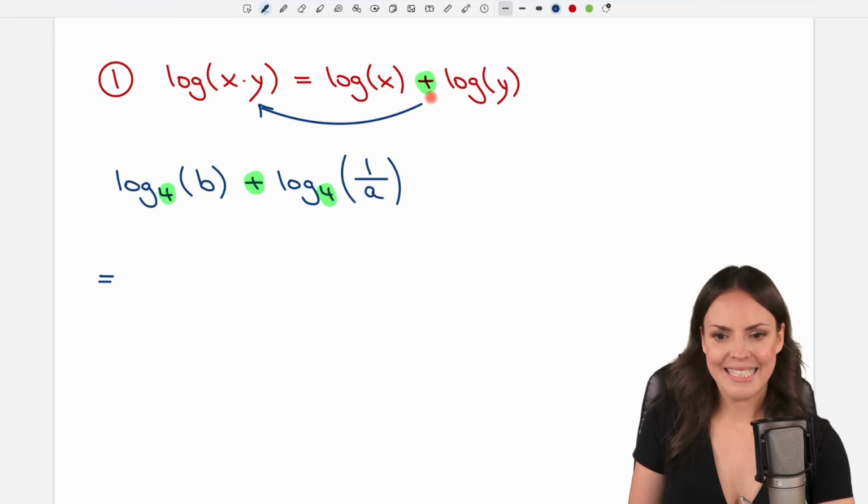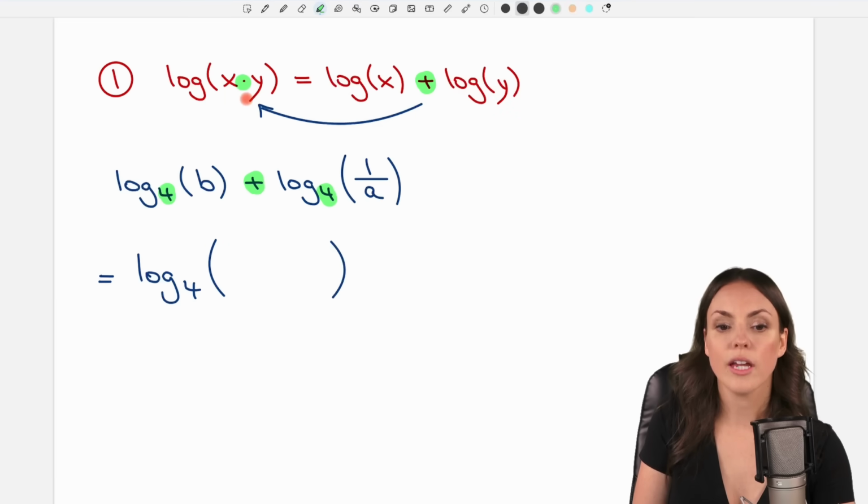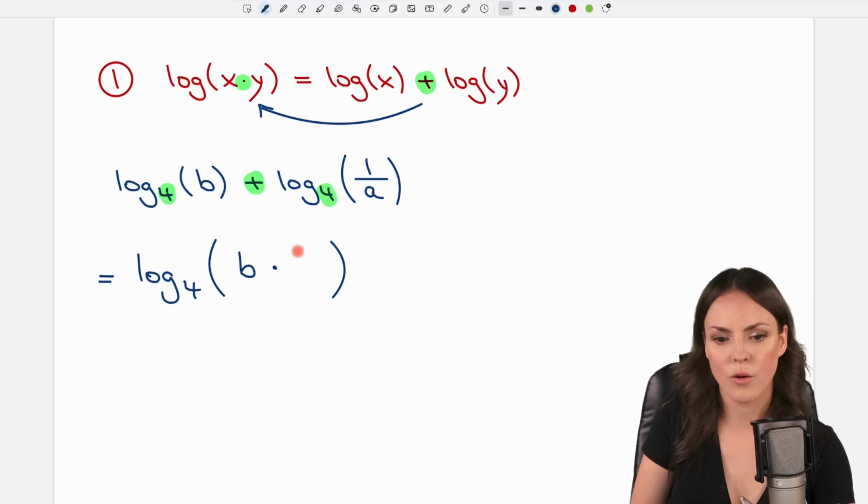What does the rule tell us now? Well, we are allowed to write this as one big logarithm. We have to keep the base, so we keep base 4. And what is in our log now? We're going to have a product. Okay, a product of what? Of the thing that was in my first logarithm, that is my b in this case, and the thing of my second logarithm. So in our case, it is 1 over a. So just multiply the things that were in our logarithms and write it in here.